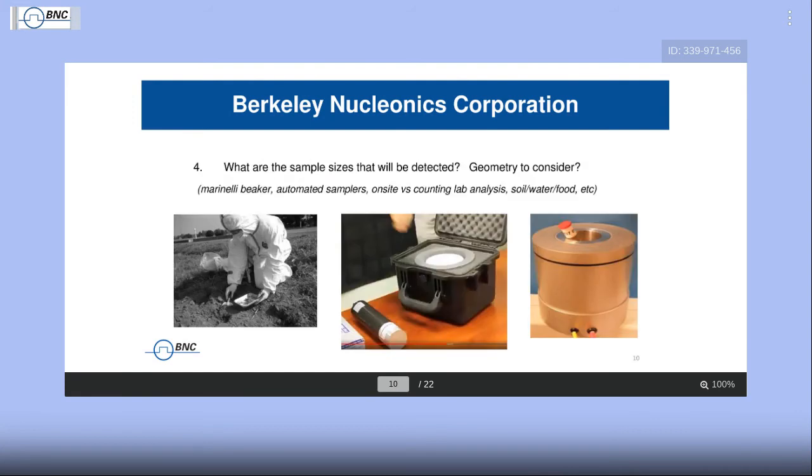Samples. It's important to know what you are going to be measuring. What are the sample sizes to be detected? What is the geometry? Are you scooping up soil or putting food into a container? This was quite popular and commonly done in Fukushima after the incident in Japan several years ago. Let's test the soil, food, and water. We'll show you some examples of how that can be accomplished.